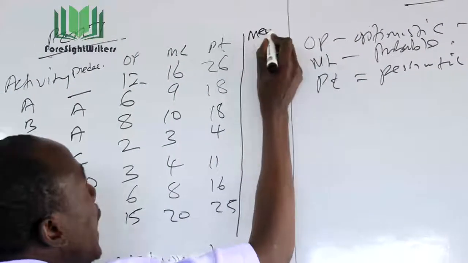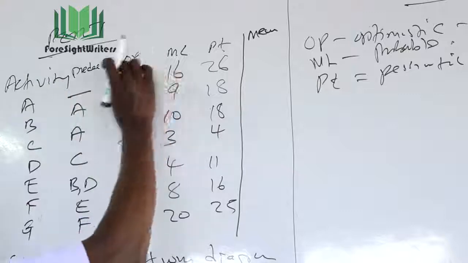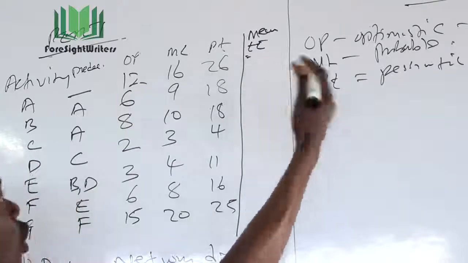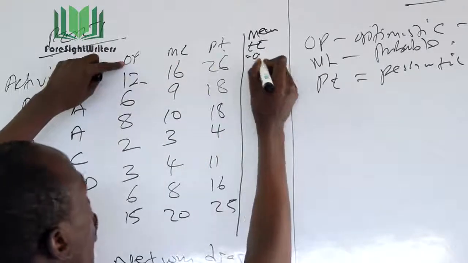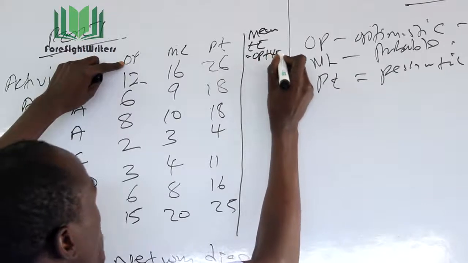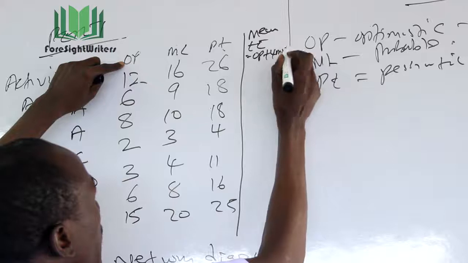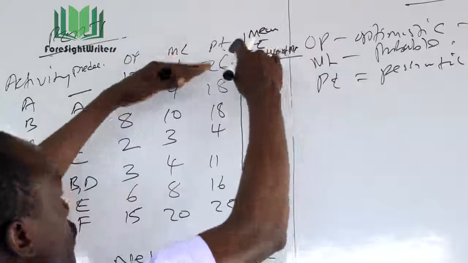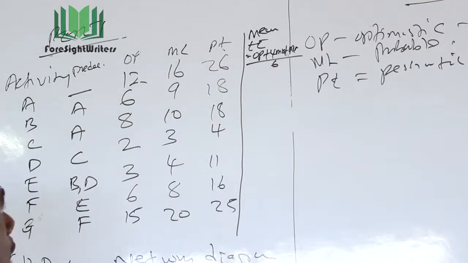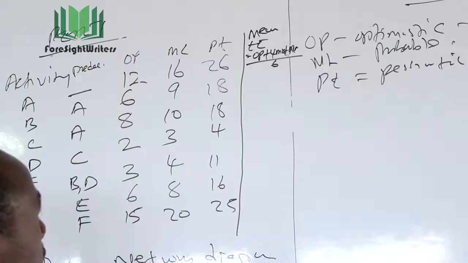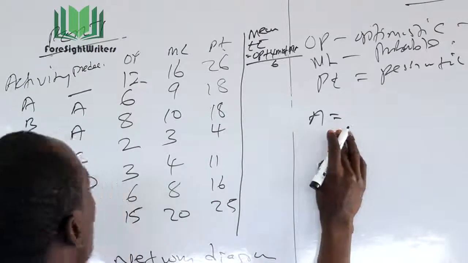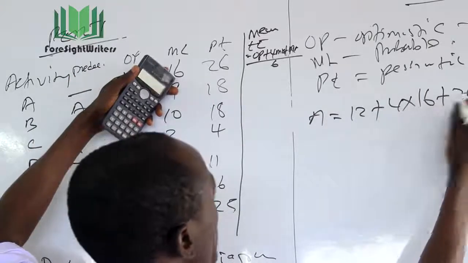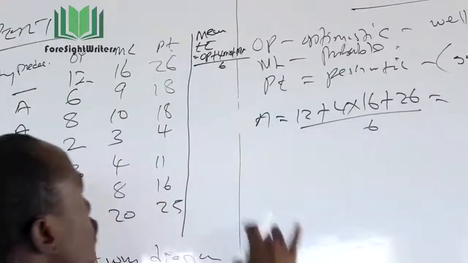This mean time is the average time, because we have 3 time estimates, so we need to use 1 time. It's called expected time. This expected time is got by this formula: optimistic time plus 4 times the most likely time plus pessimistic time, over 6. So this is the formula that we need to use to generate the time estimate for each and every activity. For instance, activity A is going to be 12 plus 4 times 16 plus 26, divided by 6. That is the duration for activity A.